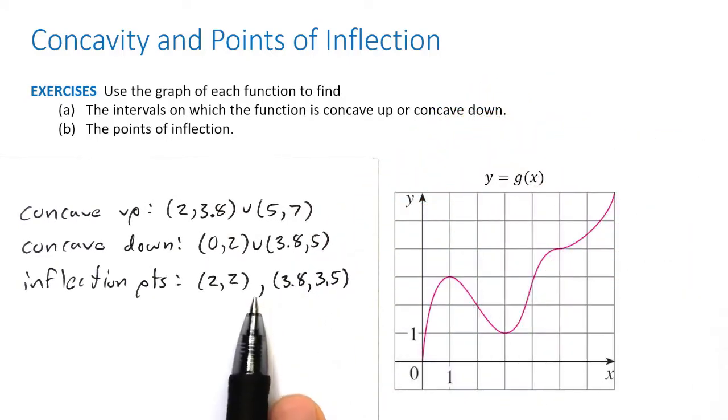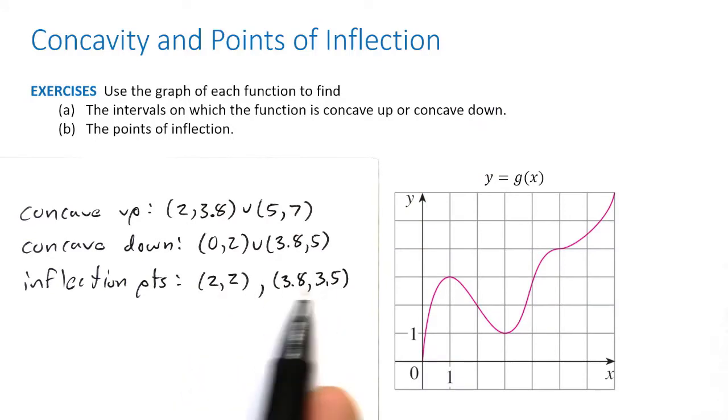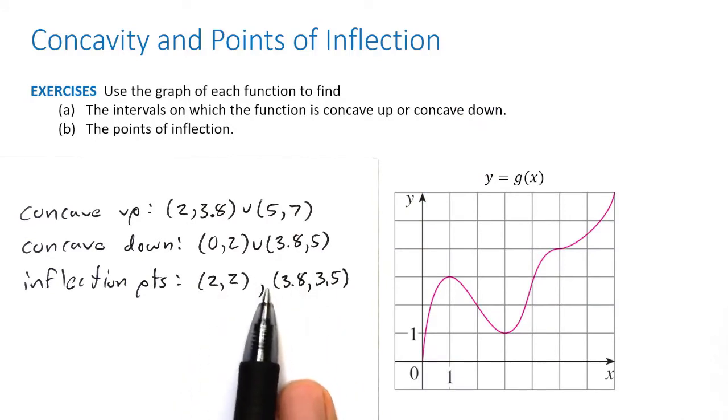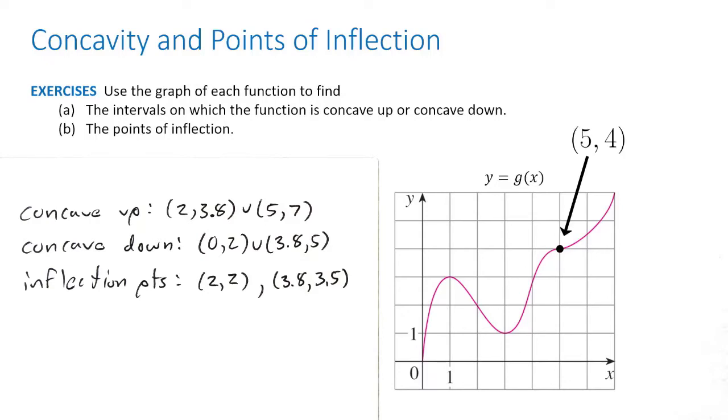Now notice, I don't put a union symbol here, right? Because again, these are not intervals, so it doesn't make sense to union them. I'm just listing points, all right? So I put a comma. Doesn't make sense to use a union symbol between points. And there is another inflection point at the point (5, 4), which I'm seeing right now as I'm editing this video. So let's include that. All right, so that is the concavity of this function.